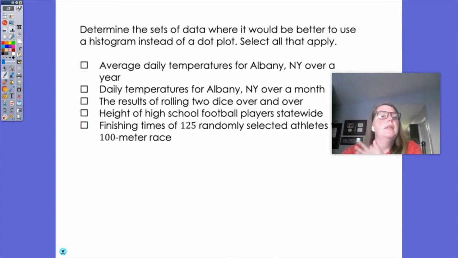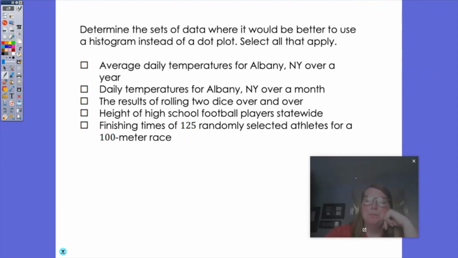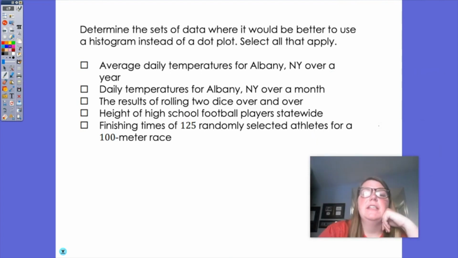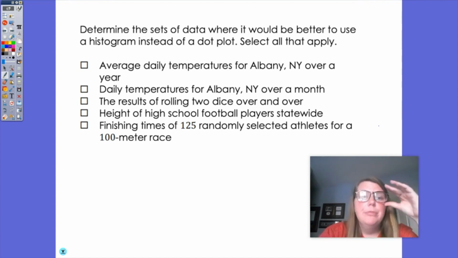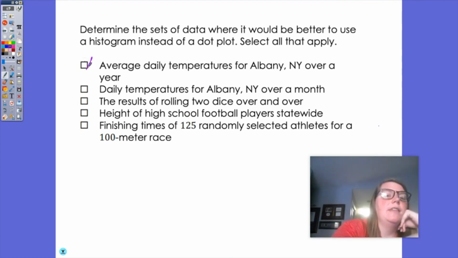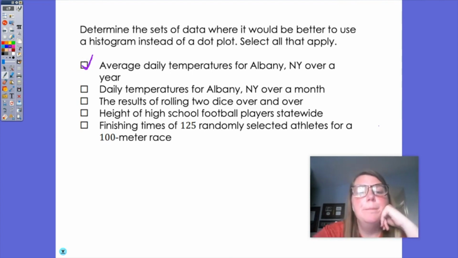All right, so determine the sets where it would be better to use a histogram instead of a dot plot. So the first one, and select all that apply. So that means we're at least going to have 2 answers. The average daily temperatures for Albany, New York over the year. That's a lot of data, 365 pieces of data. I wouldn't necessarily want to do that in a dot plot. And you could have 0.1 degrees, 0.2 degrees, 0.3 degrees. So we're going to say that that would be better used for a histogram.